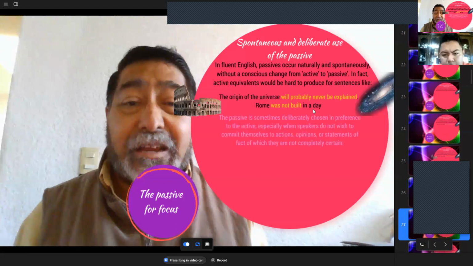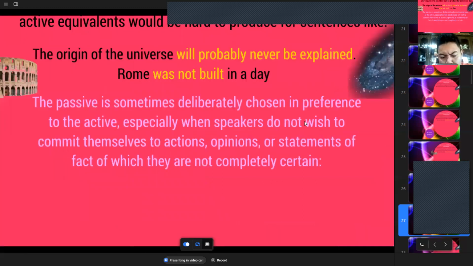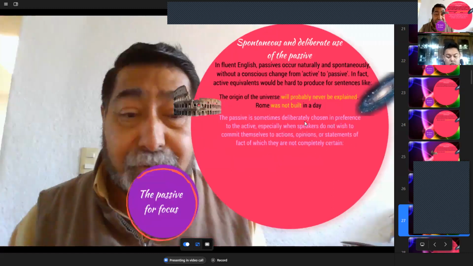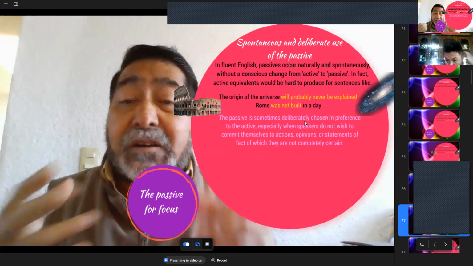Now, another example. Sometimes we use the passive deliberately, chosen in preference to active, especially when the speakers do not wish to commit themselves to actions, opinions, or statements of fact of which they are not completely certain, when they are not sure. That's when we use passive in a very deliberate way.